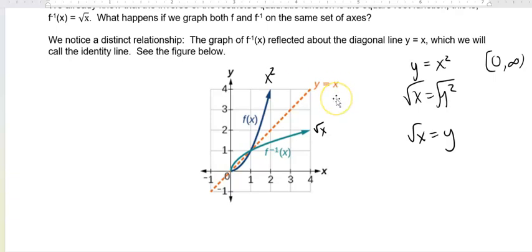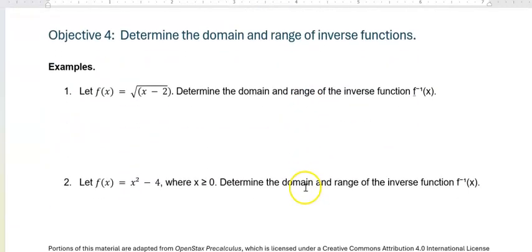All right, and you see the properties here, right? Any point that's on x squared, for example, 2, 4. What point has to be on the other one? Well, flip them around. 4, 2. And that's going to give you a reflection around that line, y equals x.